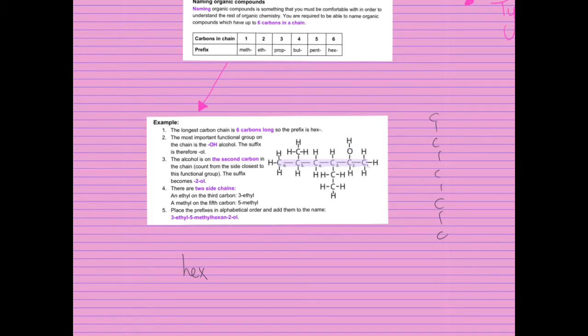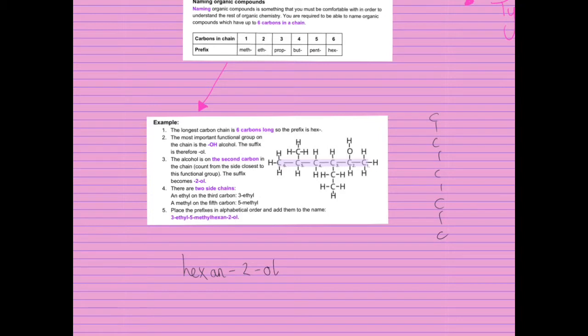Okay, because that's the most important one, because it gives us the name of what it is, we number them this way. Okay, because that's the most important functional group there. So it's on the second carbon. So we know that alcohols, or the OH group, stands for 2. So it's going to be hexan-2-ol.